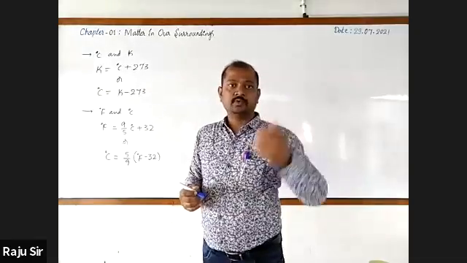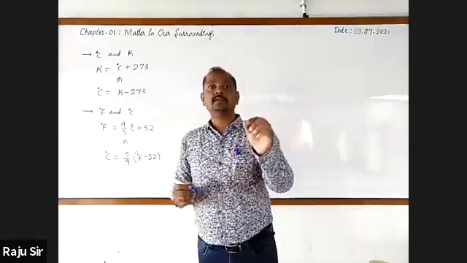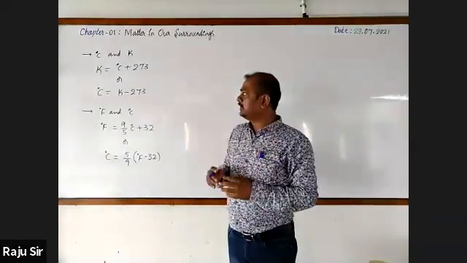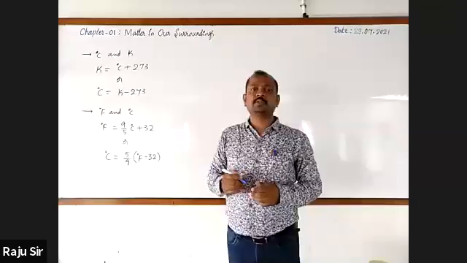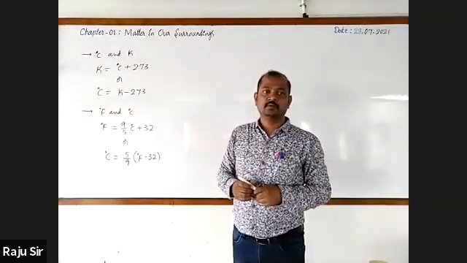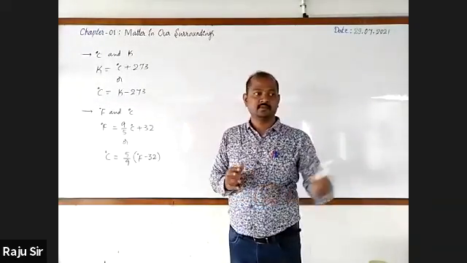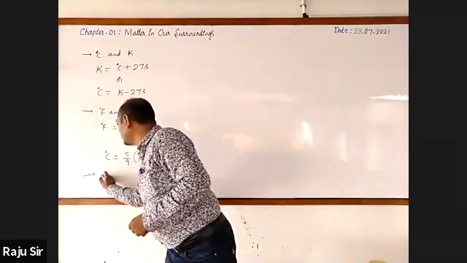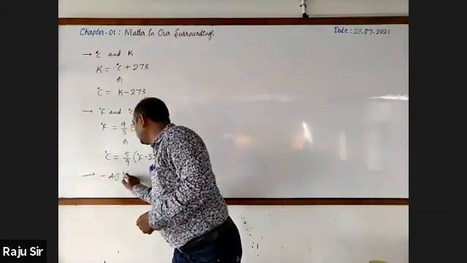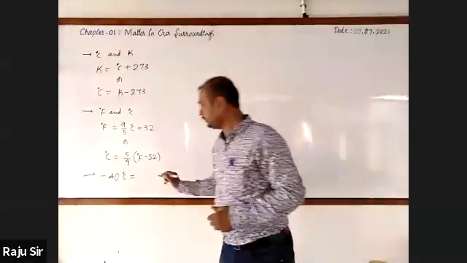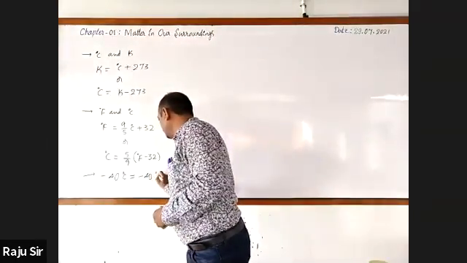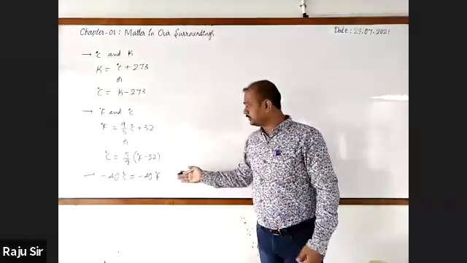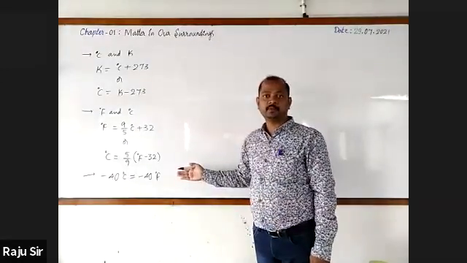What is the temperature at which Celsius scale and Fahrenheit scale both are equal? Minus 40 degree. We can write it as minus 40 degrees Celsius equal to minus 40 degrees Fahrenheit. It is important. Yes, important statement should be remembered.